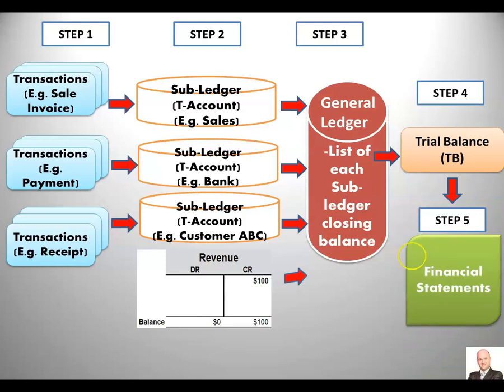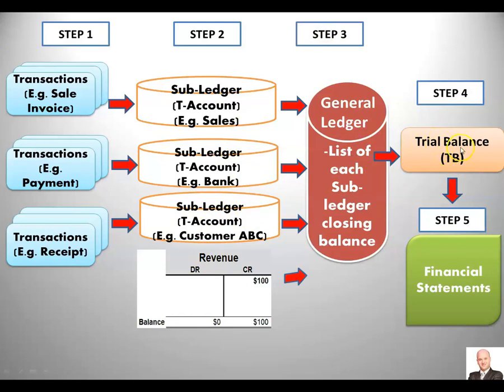So what we will do, we will take all the closing balances sitting in the trial balance and allocate them to the appropriate financial statements, which will be the income statement and the statement of financial position. So what we've done here is visualize the 5 steps of the accounting cycle in a very simple version. So we see here we have transactions, we have sub-ledgers of the accounts, which is the same. Then we have a general ledger, which is a list of the closing balances.